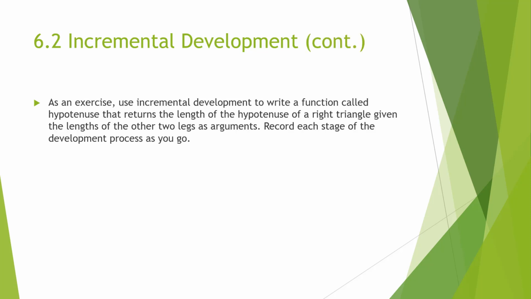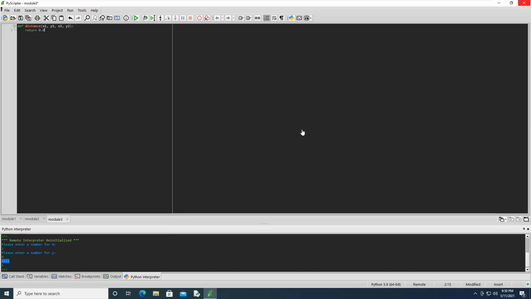As an exercise, let's use incremental development to write a function called hypotenuse that will return the length of a hypotenuse of a right triangle given the lengths of the other 2 legs as an argument. Record each stage of the development as we go. Alright, so according to our text, we are looking for the distance, which is equal to the square root of (x2 minus x1) squared plus (y2 minus y1) squared. So we have the distance between these variables.